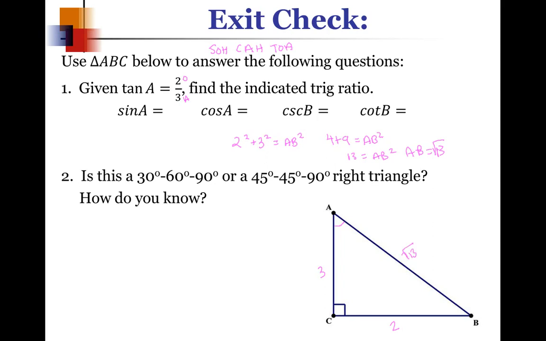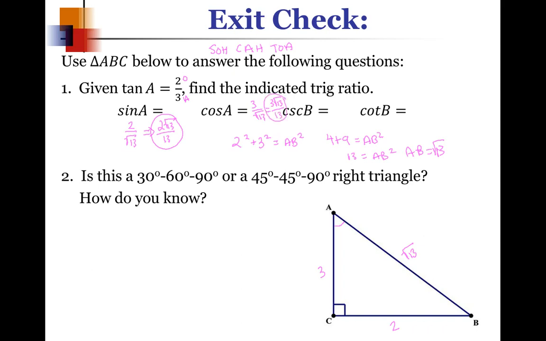Therefore, the sine of A is 2 over √13, or I can rationalize that, and it's going to be 2√13 over 13. The cosine of A, adjacent over hypotenuse, is going to be 3 over √13, which I could rationalize, and it would be 3√13 over 13.